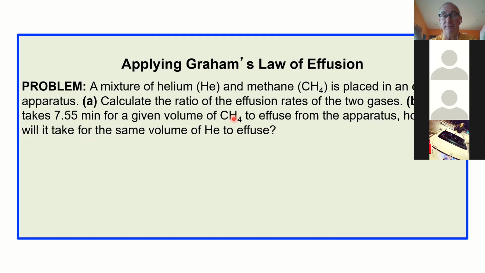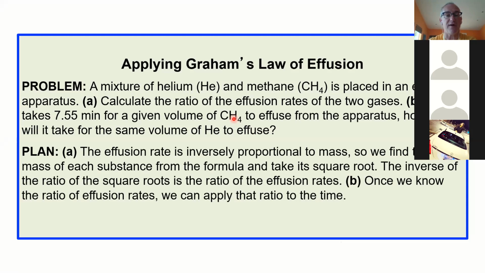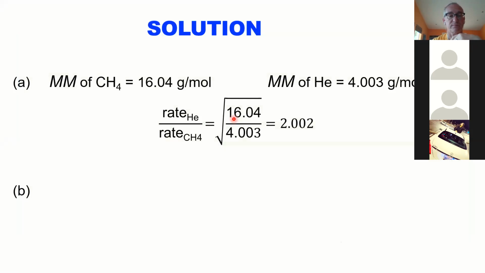The first thing you need to do is think, what are the molecular masses of each one? So you find the molecular masses of methane and helium, take the square roots of them, and then see what the ratio is between the two, okay? The molecular mass of methane is around 16 grams per mole. The molecular mass of helium is around 4 grams per mole.